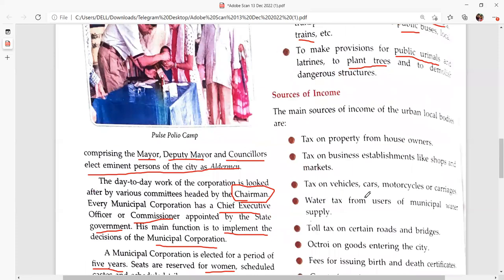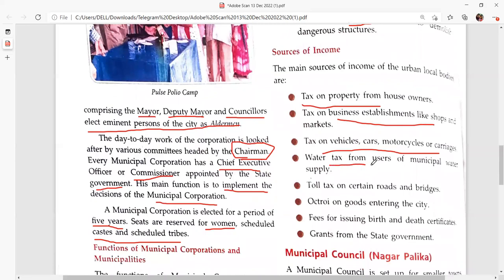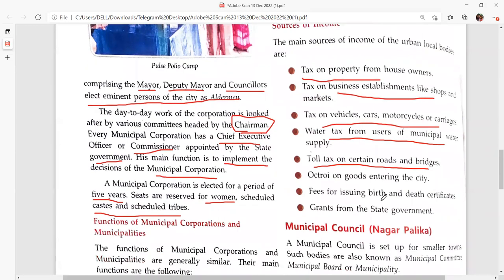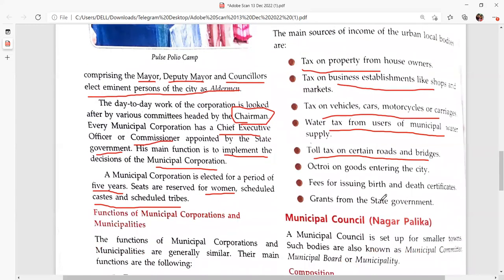Now, what are the sources of income? Tax on property of house owners, tax on business establishments like shops and markets, tax on vehicles, cars, motorcycles and carriages, water tax from users of municipal water, toll tax for certain roads and bridges. Toll tax means, suppose we are using a national highway, you are having a car, then you have to pay the toll tax for the development of the road or bridge. So that toll tax helps the government to maintain the road or build any new road in any other place.